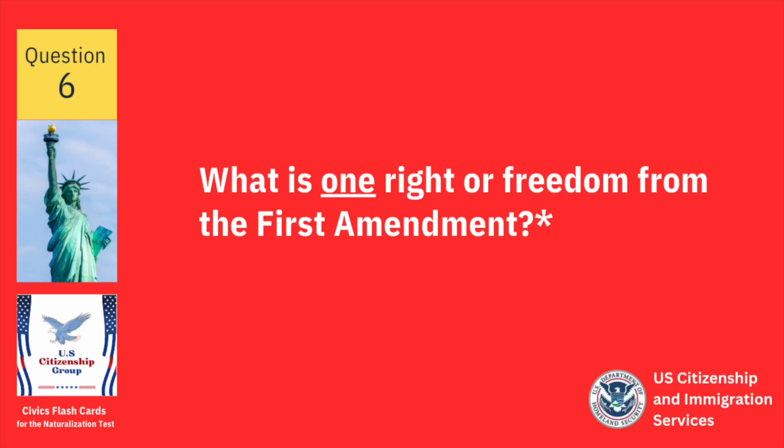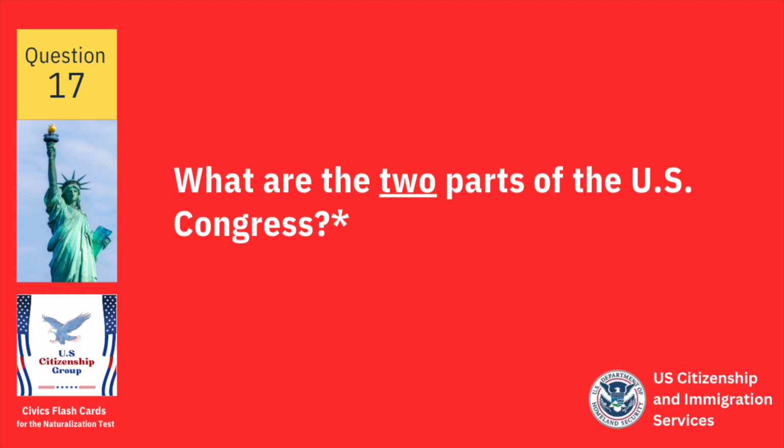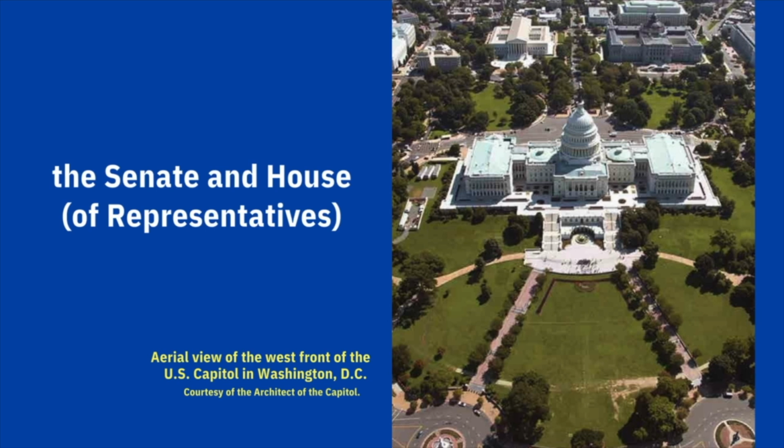What is one right or freedom from the First Amendment? Speech. What are the two parts of the U.S. Congress? The Senate and House of Representatives.